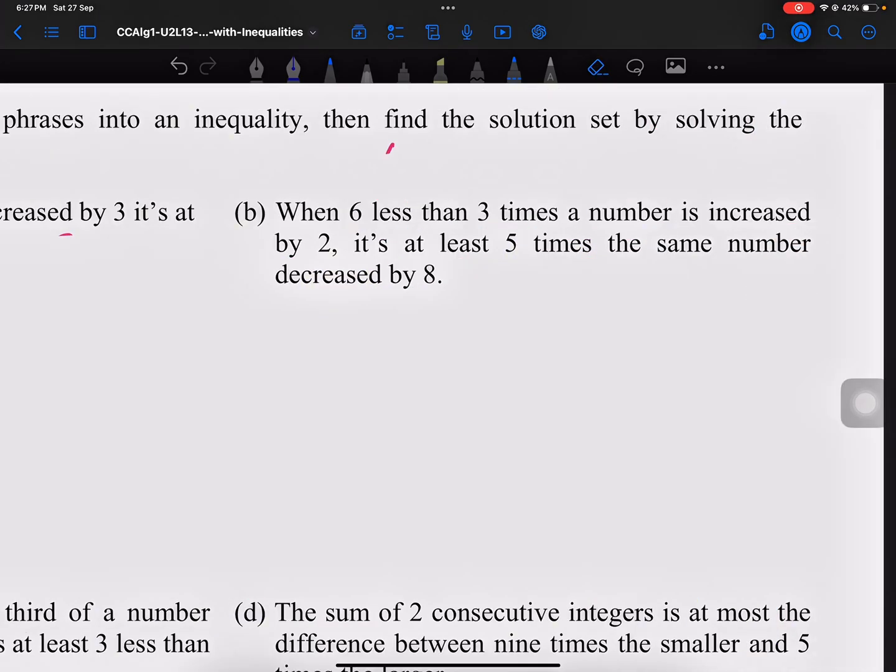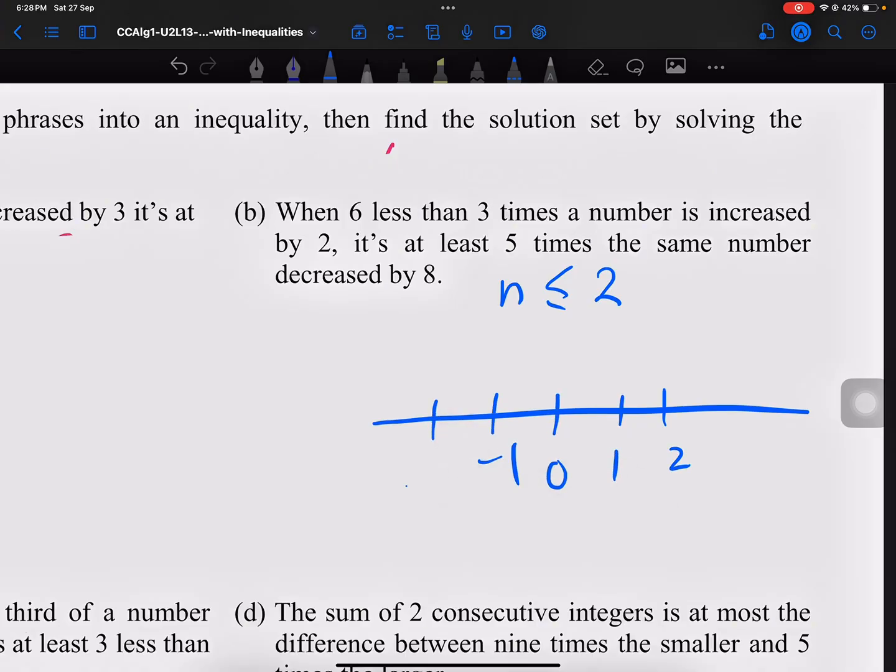Okay, remember that you need to determine or write down the interval notation. So before you determine any interval notation, please draw the number line. I have less than or equal to 2, meaning I will have 2, 1, 0, -1, -2, and so on. So I will draw a closed circle at 2 and the line to the left.